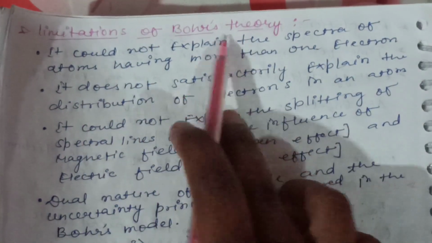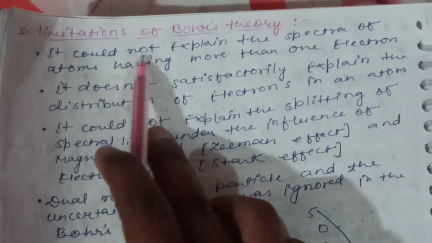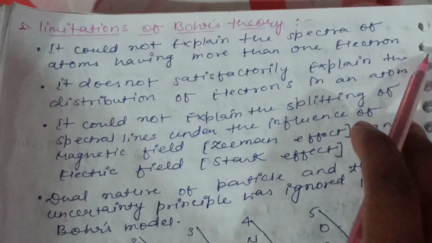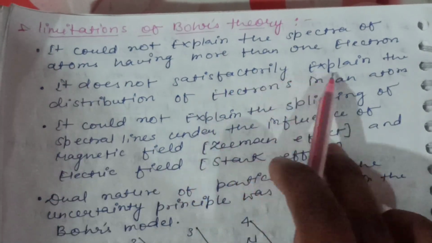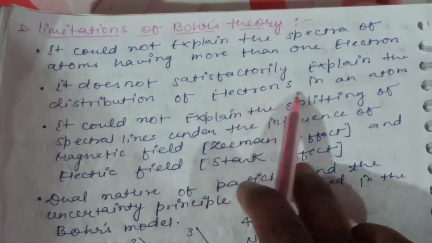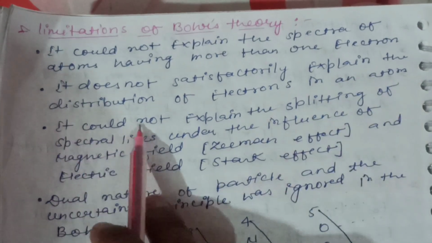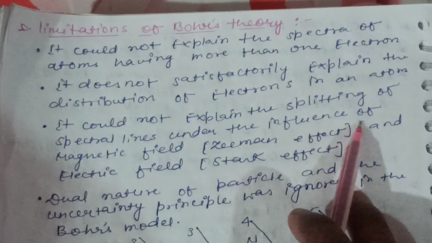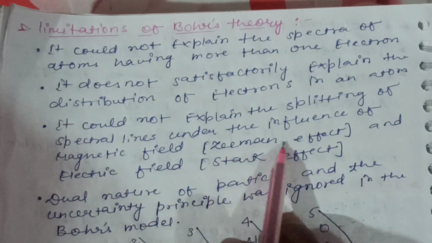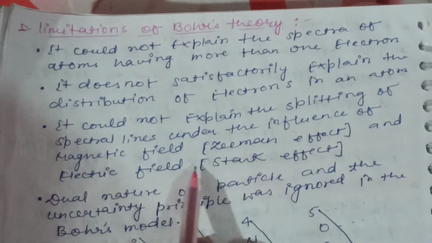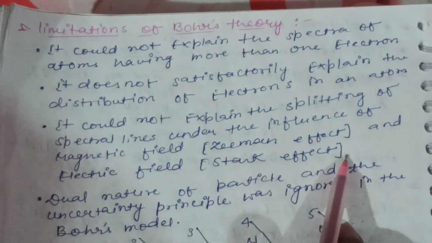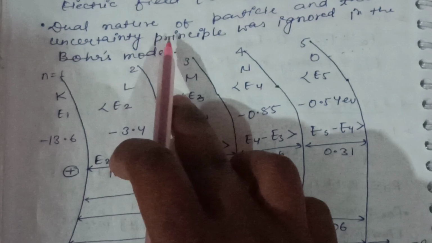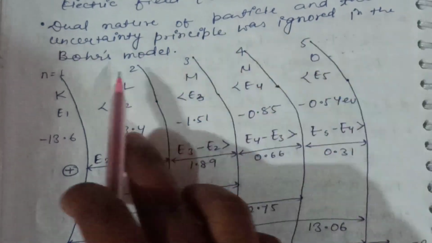Limitations of Bohr's theory. It could not explain the spectra of atoms having more than one electron, nor satisfactorily explain the distribution of electrons in an atom. It could not explain the splitting of spectral lines under the influence of a magnetic field, the Zeeman effect, and an electric field, the Stark effect. The dual nature of particles and the uncertainty principle were ignored in Bohr's model.